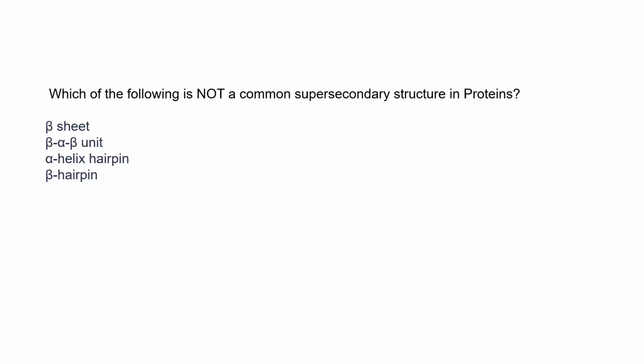Which of the following is not a common supersecondary structure in proteins? The options are beta sheet, beta alpha beta unit, alpha helix hairpin, and beta hairpin. So here beta sheet is not a common supersecondary structure. Beta sheet is just a secondary structure. The rest of the options, that is beta alpha beta, alpha helix hairpin, and beta hairpin, are all supersecondary structures in proteins.